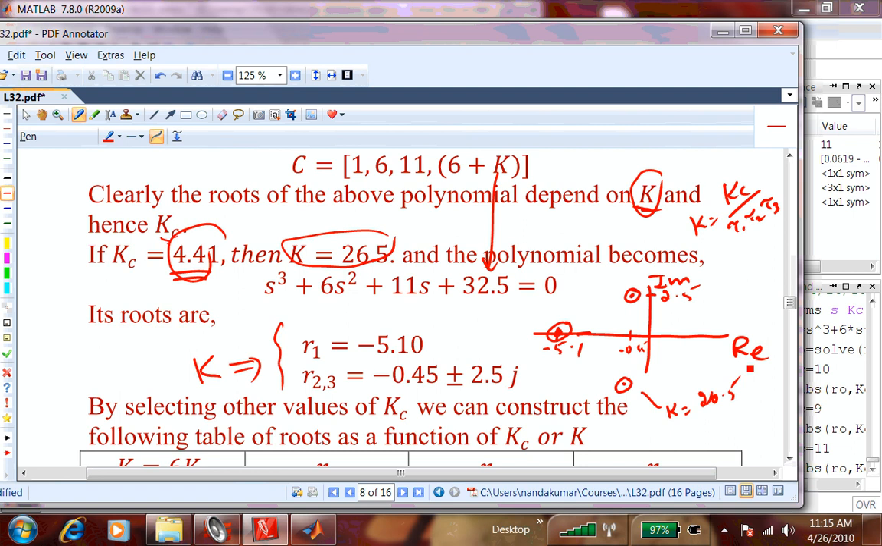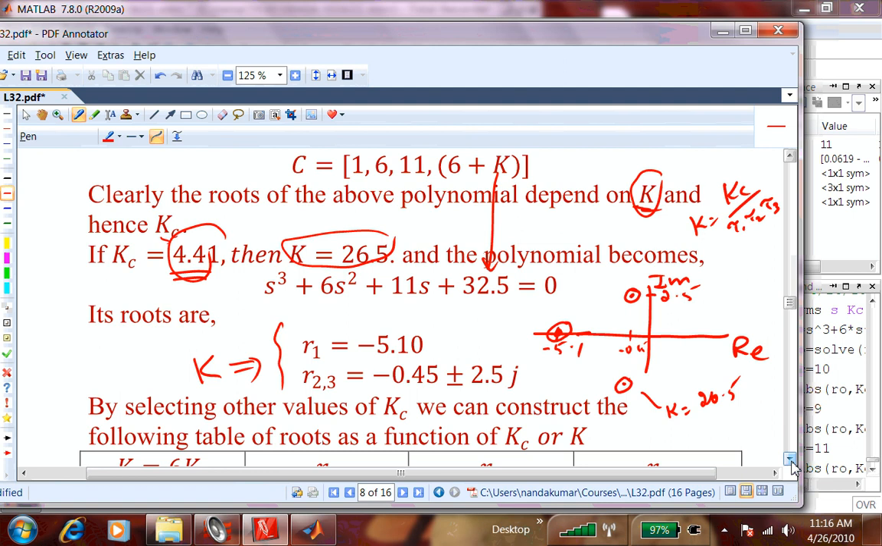I go back. If k is 30, I plug in 30 plus 6, 36, resolve. And I once again get three roots. And I plot the location of those three roots. Okay? And so I need to build a table of these roots as I change the value of k. And that's what I'm going to do next.